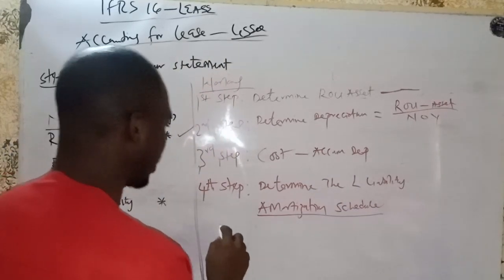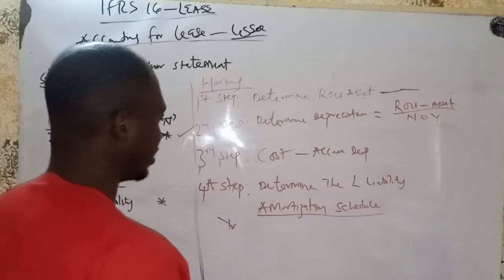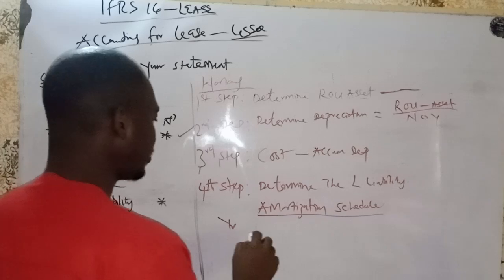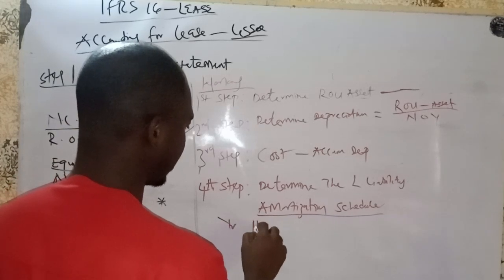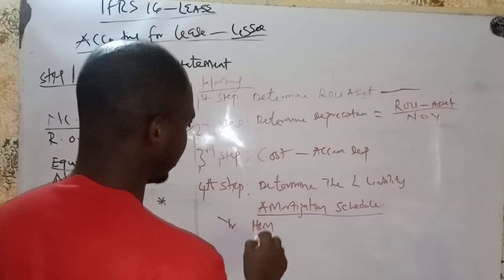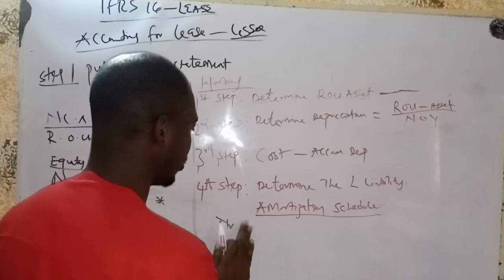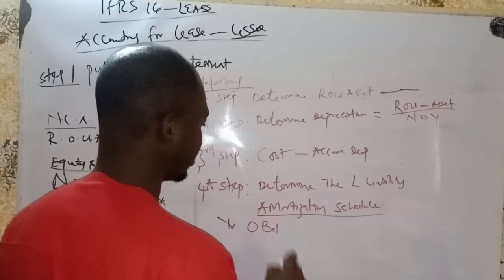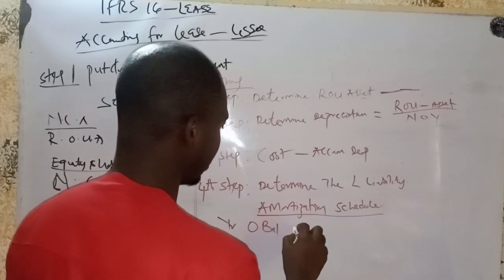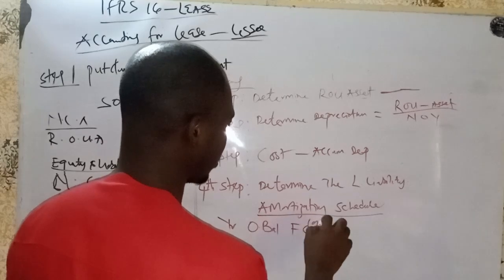So all that you need to do is you put your schedule like this. You put the year here. Then opening balance will be here. Then you have finance cost here. This one will always be in percentage.